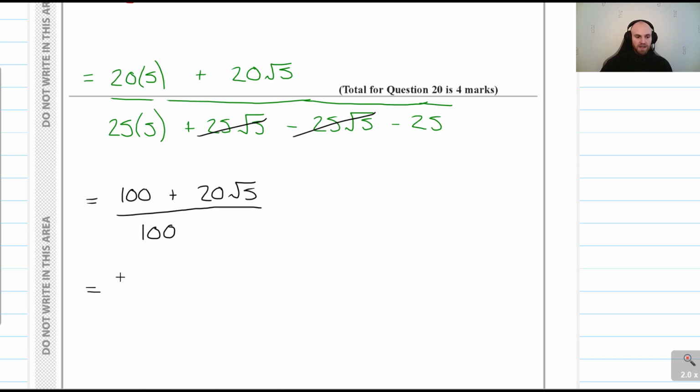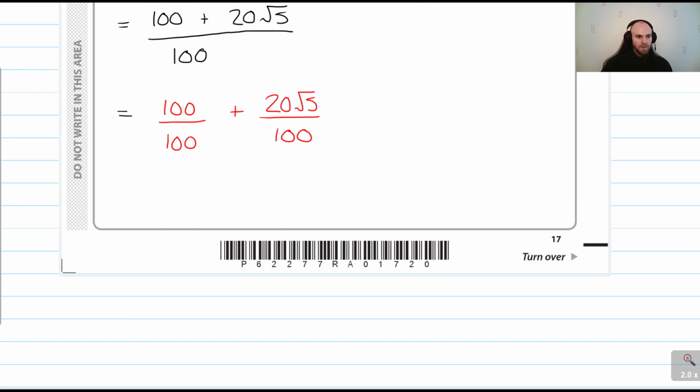And what this basically means is, I'm going to put this into a red, it's kind of the same as each term being divided by 100. So you could just put 100 divided by 100 plus 20 root 5 divided by 100. So we just move this up a little bit more. I'm really running out of room. Well, 100 divided by 100 is going to be 1.